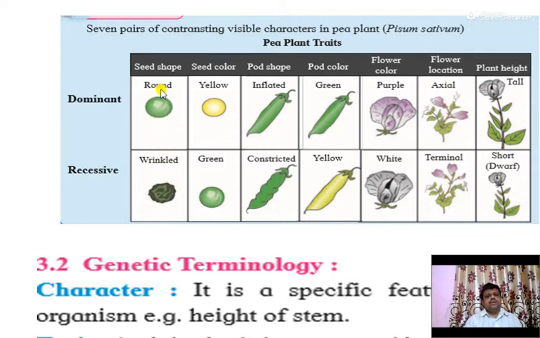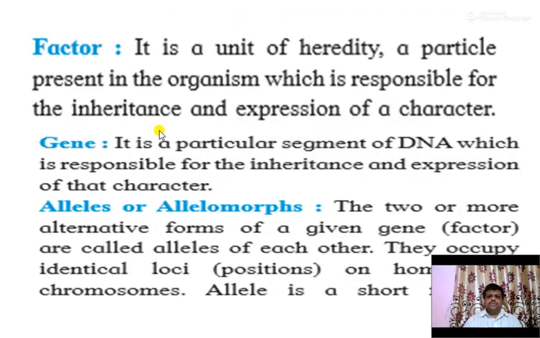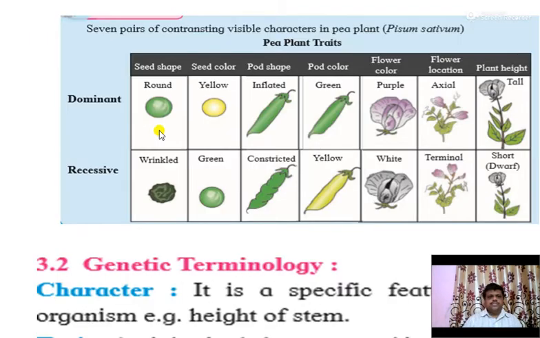This is round, which is dominant, and this is wrinkled, which is recessive. There is no intermediate between these two traits. So there were no intermediate characters or traits in the garden pea plant.